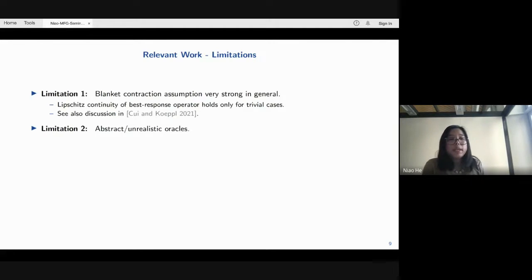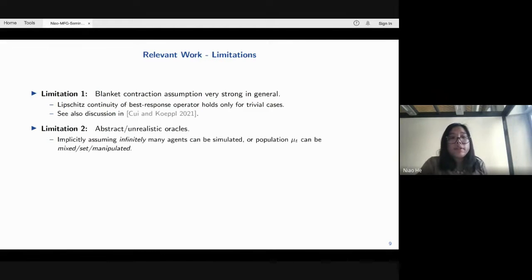So the other limitation is really that many of these works rely on very abstract or unrealistic oracles. These oracles assume basically that you can simulate these mean field games. Basically, you can assume that you can simulate infinitely many agents in order to manipulate the population distribution mu and to run your algorithm.